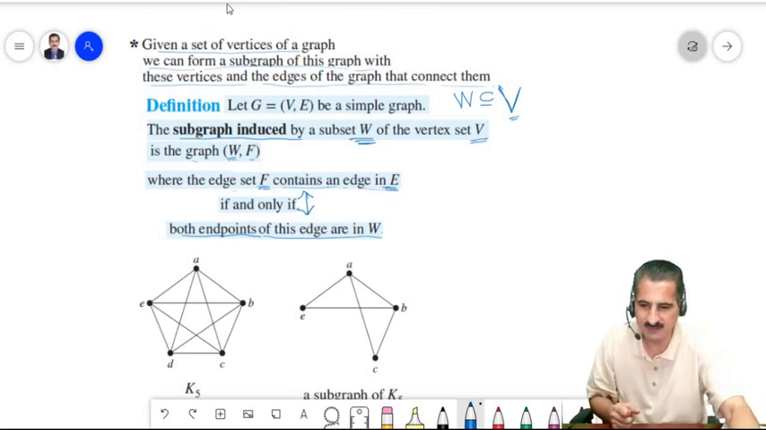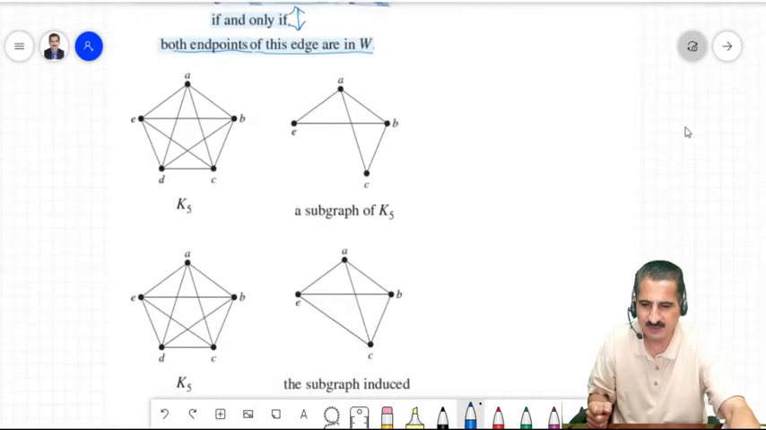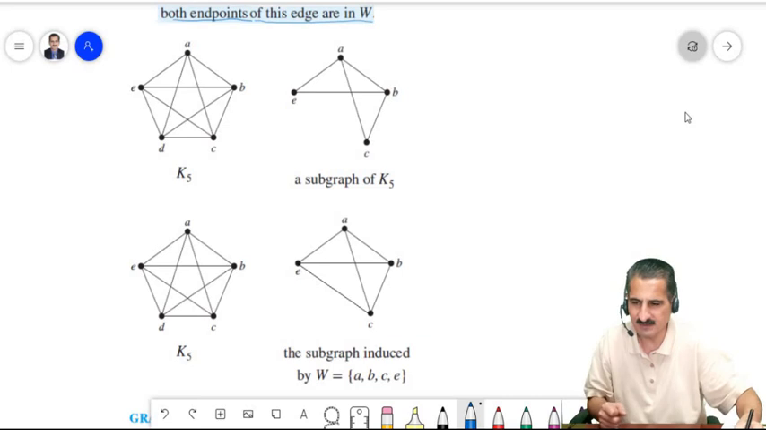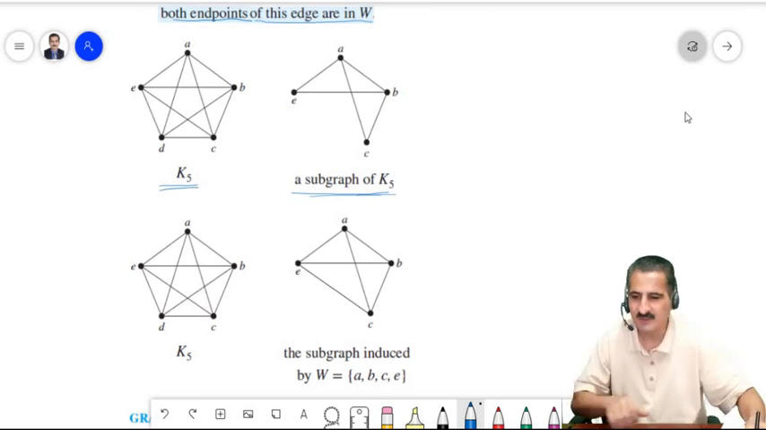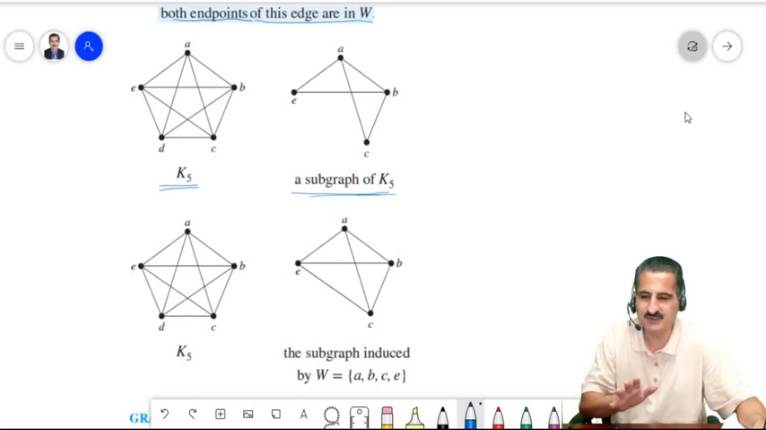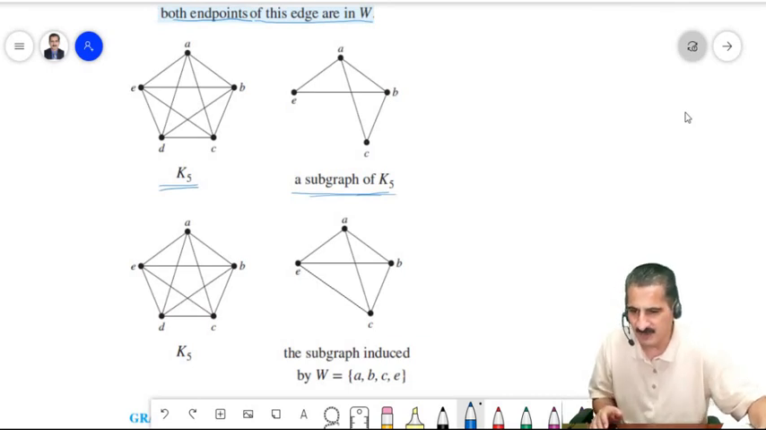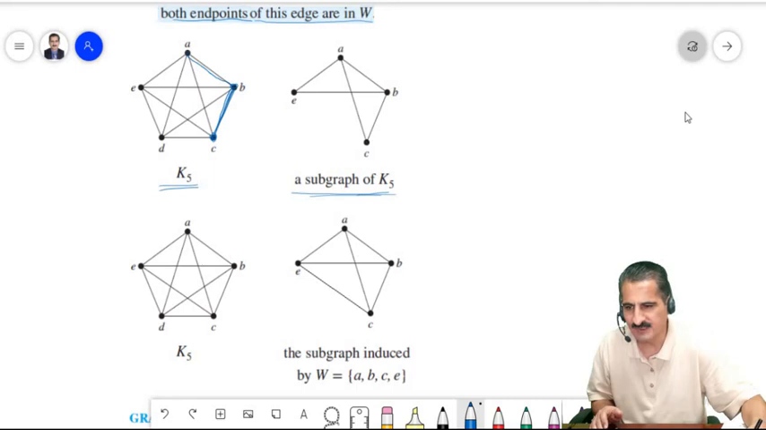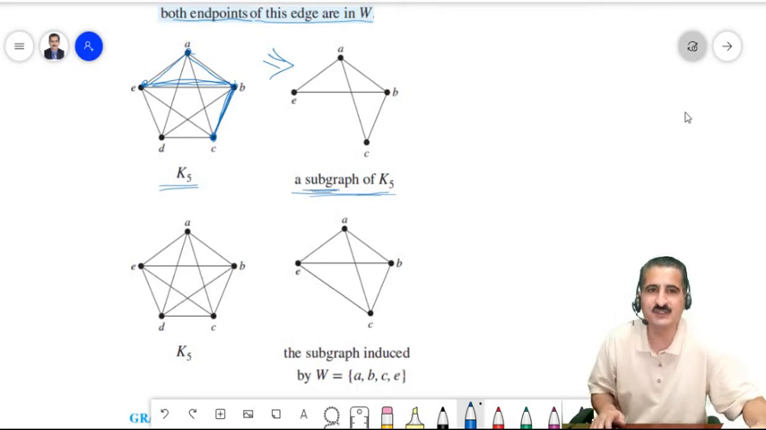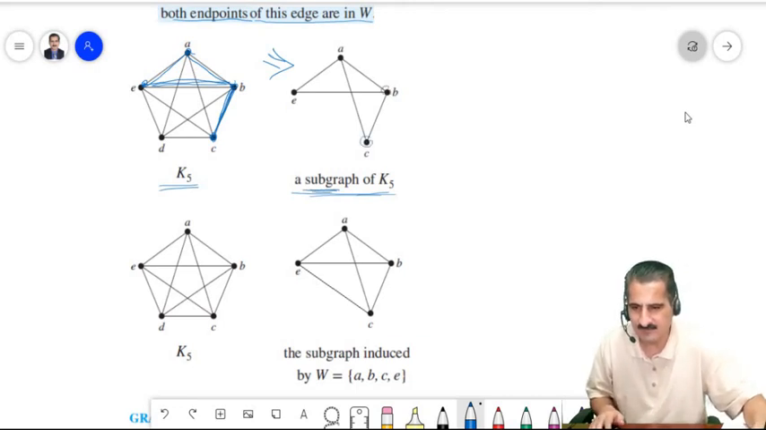Now to make it clear, let's go here. This is the graph K5, and this is a subgraph of it, but it is not induced. Let's first show it is indeed a subgraph. It is indeed a subgraph. Simply, I will make the subgraph here in blue. We have taken this vertex and this edge, vertex and edge, vertex and edge. We took these in blue and we got that. So it is a subgraph, but is it induced by these vertices? No, it is not induced by these vertices here.